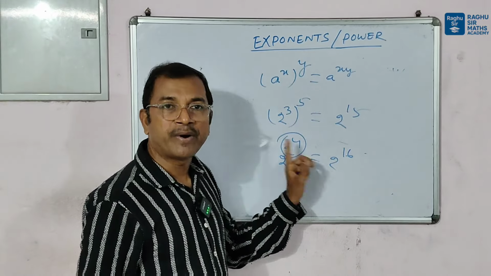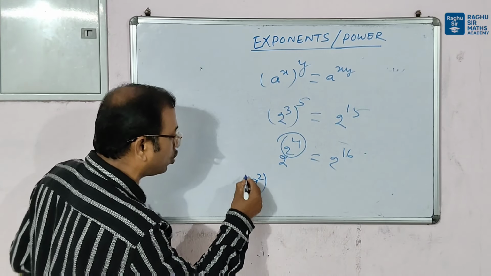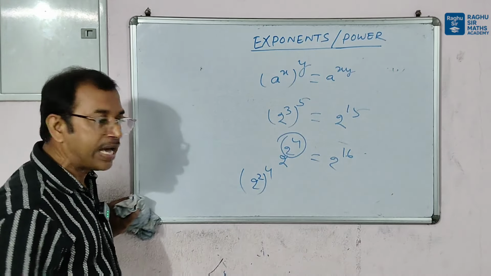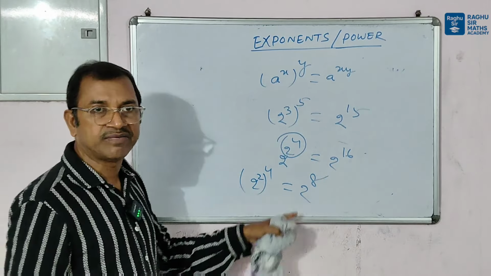2 to the power... if we put brackets like this, 2 to the power 2 to the power 4, now we can multiply. What? 2 to the power 8. So this is the difference, very important.